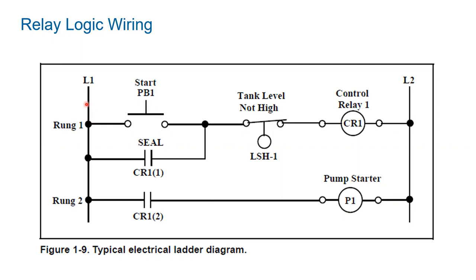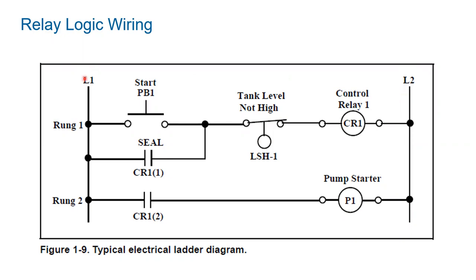We call this a ladder diagram, or relay logic. We also call it a ladder diagram because it looks like a ladder. We have a rail, right? We have two rails. So this rail, L1, is typically the positive. If we're using 120 volt AC as our control, then we would have 120 volt AC, the line side, coming in here. And this would be the 120 volt AC neutral on this line.